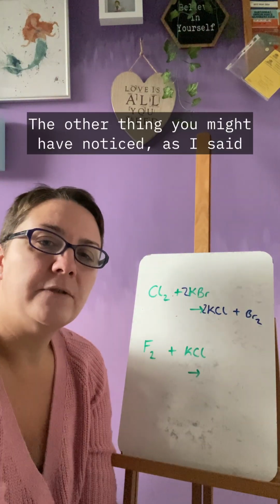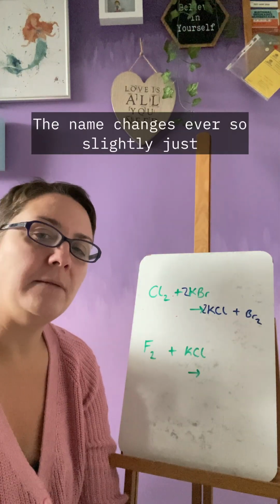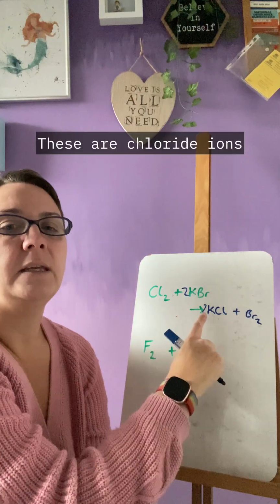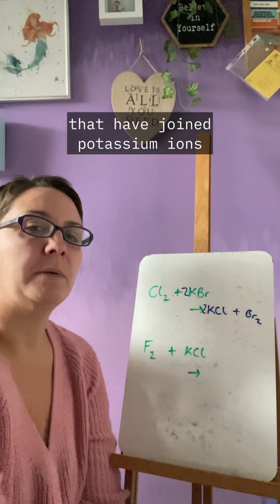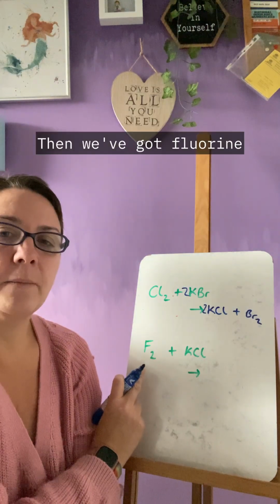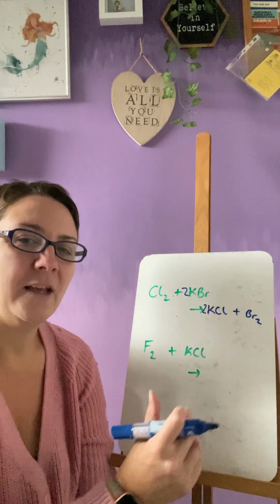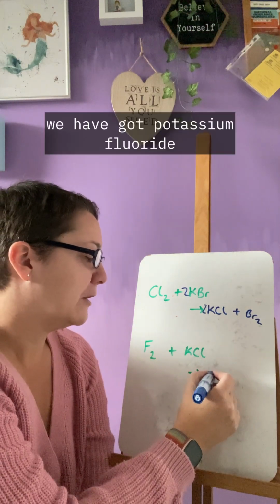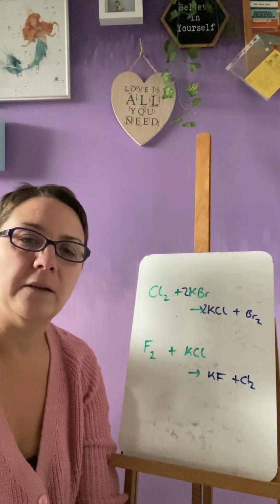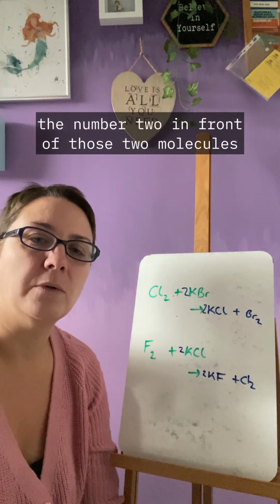The other thing you might have noticed, as I said, we've got chlorine, but we've got potassium chloride. So the name changes ever so slightly, just because this is a chlorine molecule. These are chloride ions that have joined potassium ions, and the name just changes ever so slightly. So let's have a look at this one then. We've got fluorine, adding it to potassium chloride. What do you reckon is produced? I'm hoping you've just said it. We have got potassium fluoride and we've got chlorine gas as well. And again, you can balance this just with the number 2 in front of those 2 molecules.